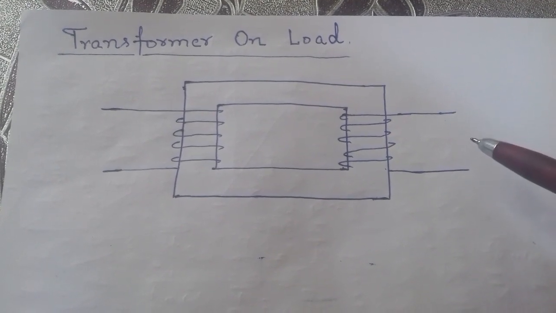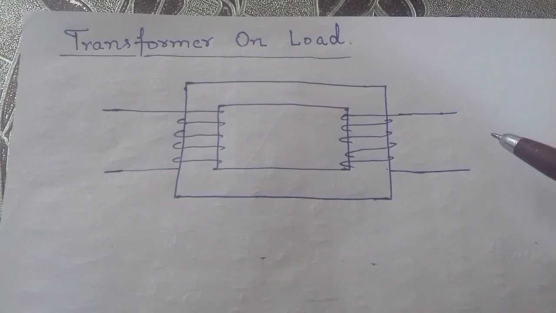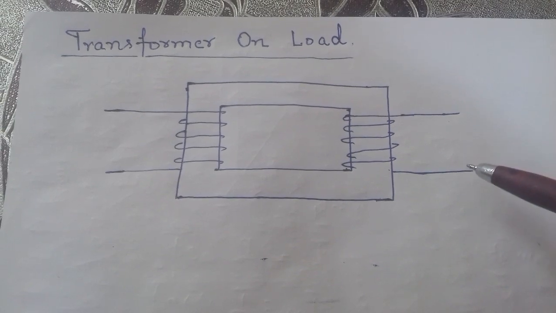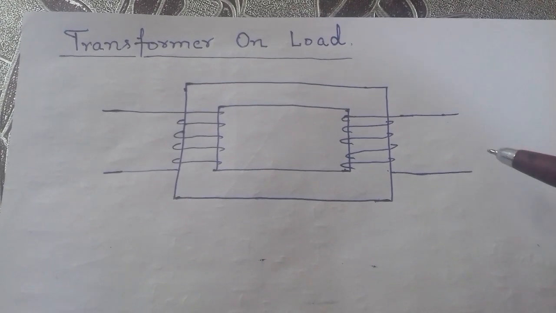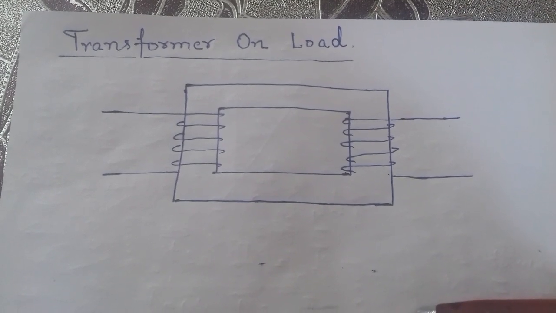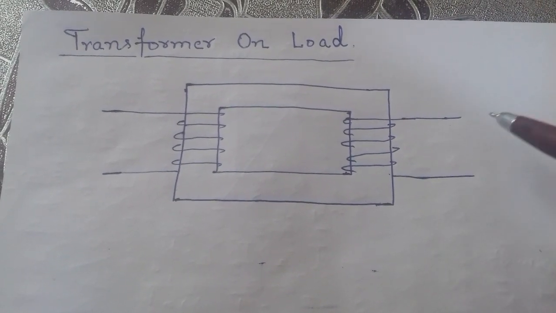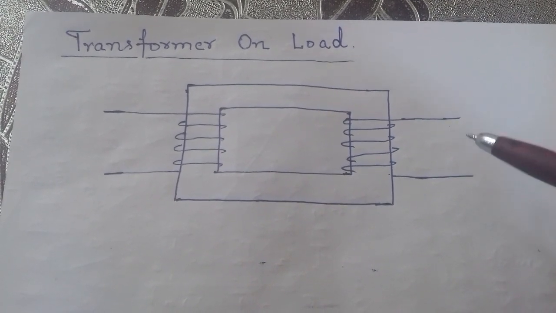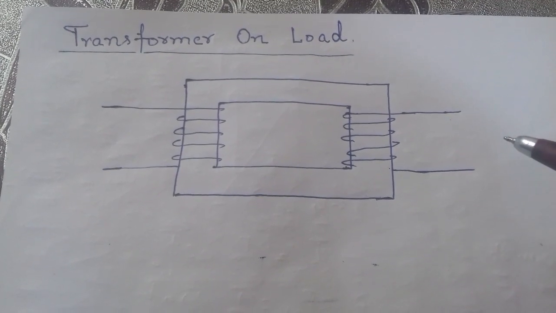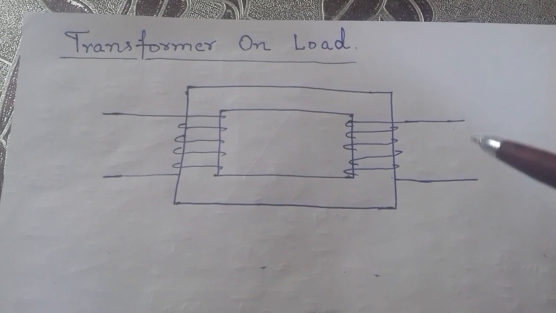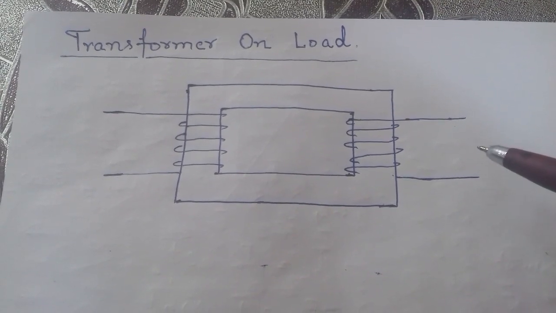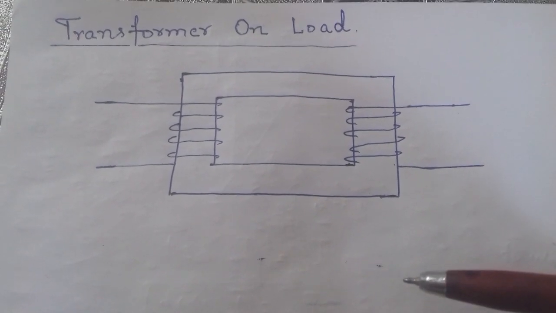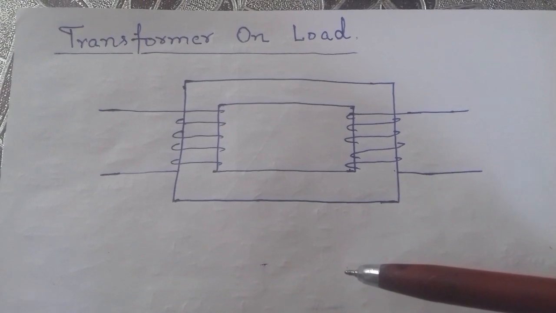When the load is non-inductive, then the current I2 will be in phase with the secondary terminal voltage V2, and when the load is capacitive, then the secondary current I2 will lead the secondary terminal voltage V2. So the magnitude and phase of current I2 with respect to terminal voltage V2 will depend upon the characteristics of the load, whether it is non-inductive, inductive or capacitive. So we start the transformer on load.